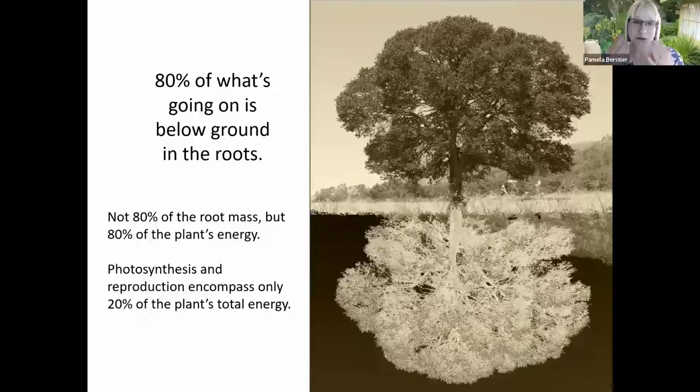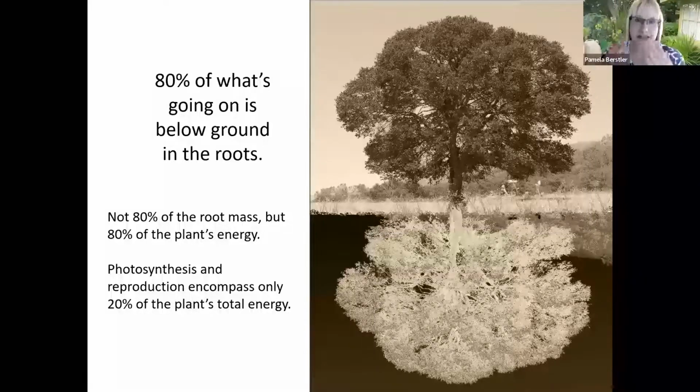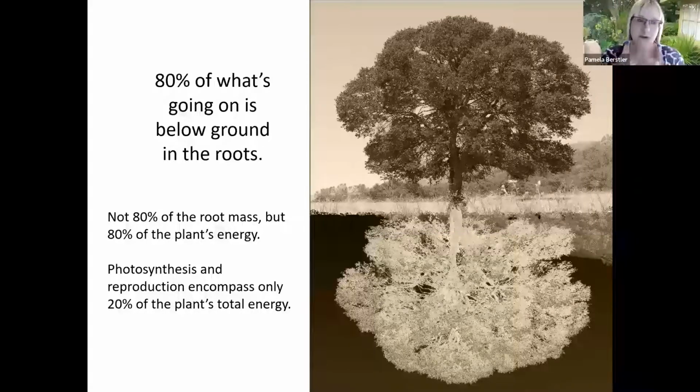But what's interesting is that most of what's happening for a plant is actually happening below ground. 80% or more of what's going on for that plant is below ground. Above ground, we have the photosynthesis process in action, and we have reproduction going on, and yet that is not really the energy of the plant. Most of what is happening is in the root zone of the plants.